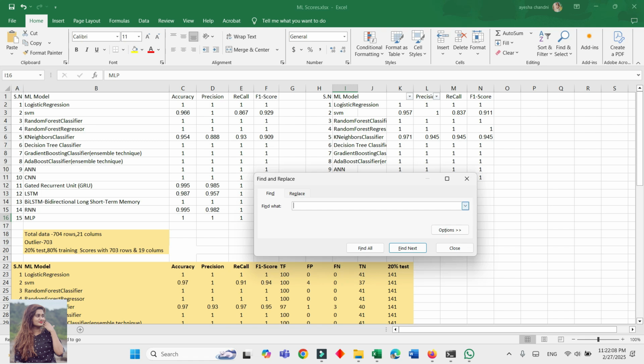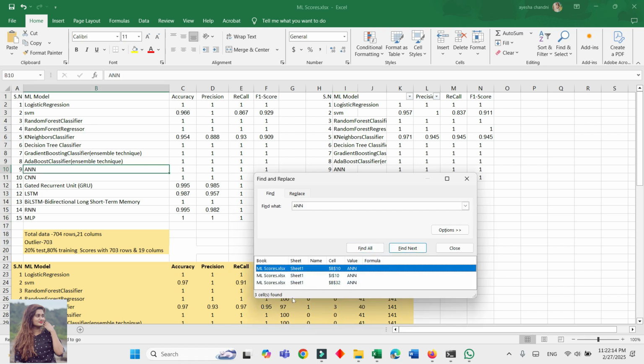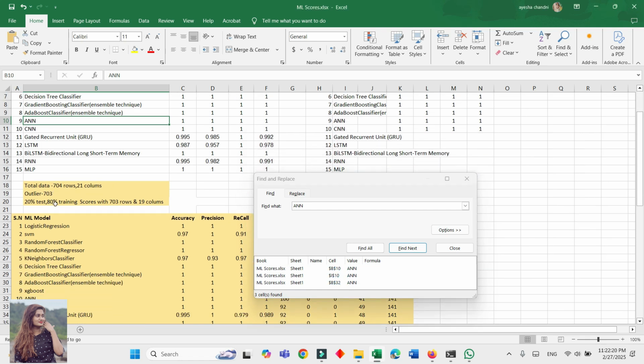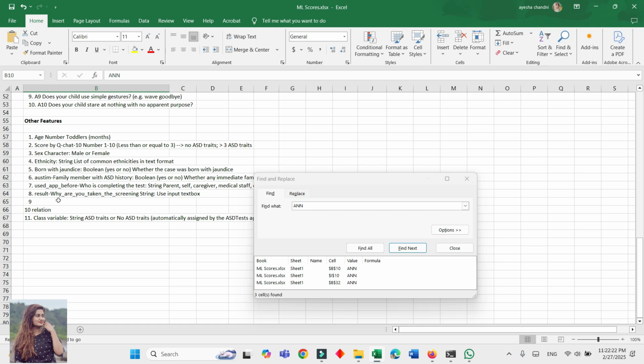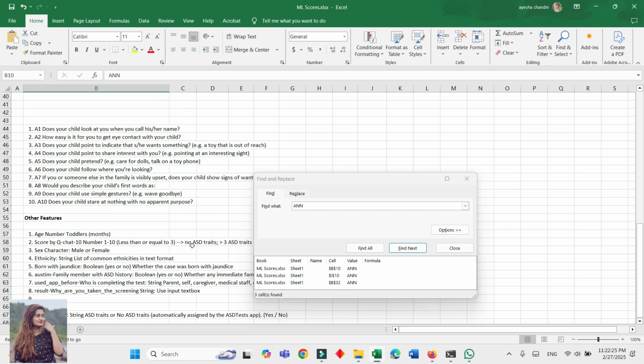what any kinds of thing like ANN. So find all. See, there are three cells that have been written with the ANN value. So one, the second, three cells.